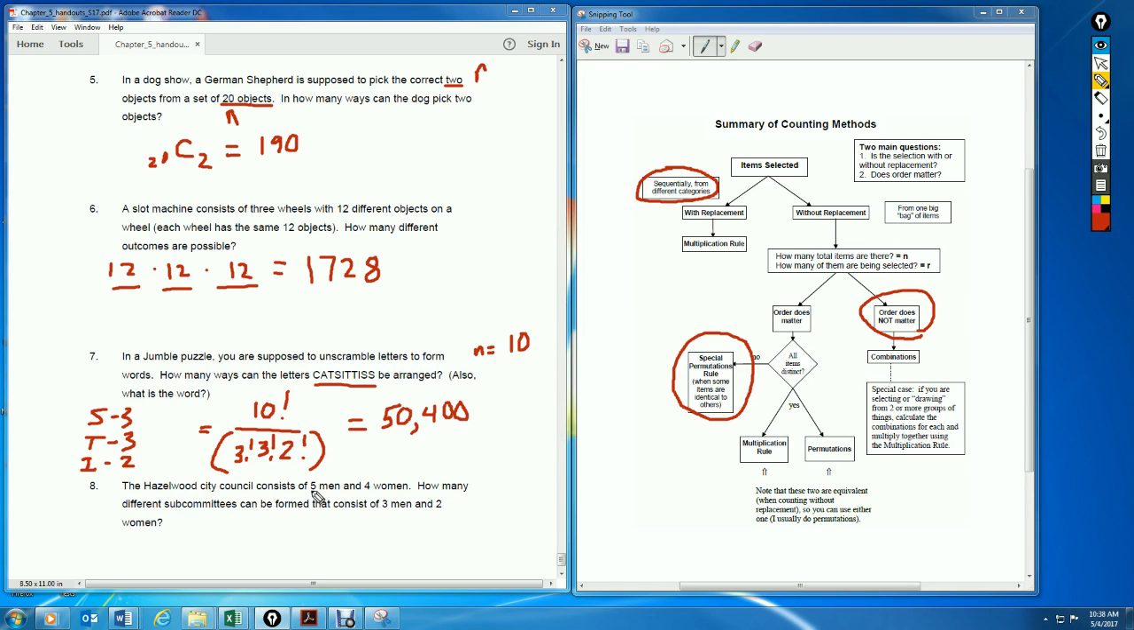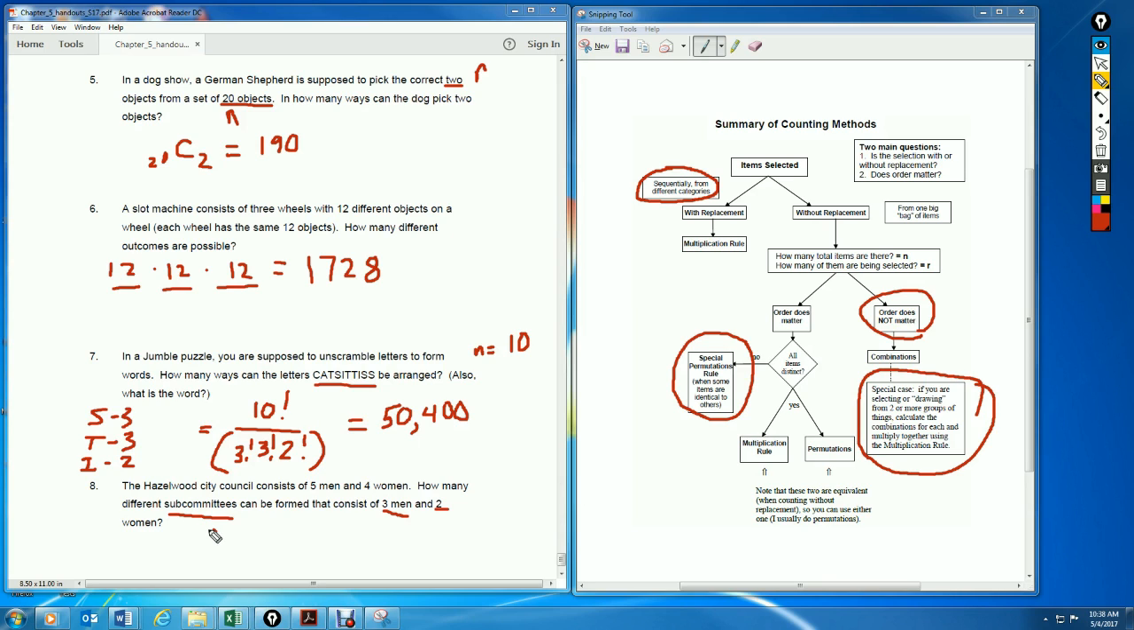All right, last one. City Council, there's 5 men, there's 4 women. How many different subcommittees can be formed that consist of 3 men and 2 women? All right, so this is the special case if you are selecting or drawing from 2 or more subgroups. So this is exactly like the cracked eggs problem.